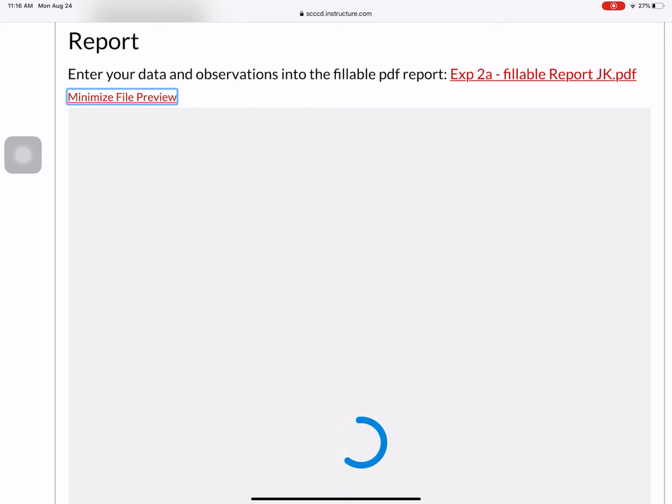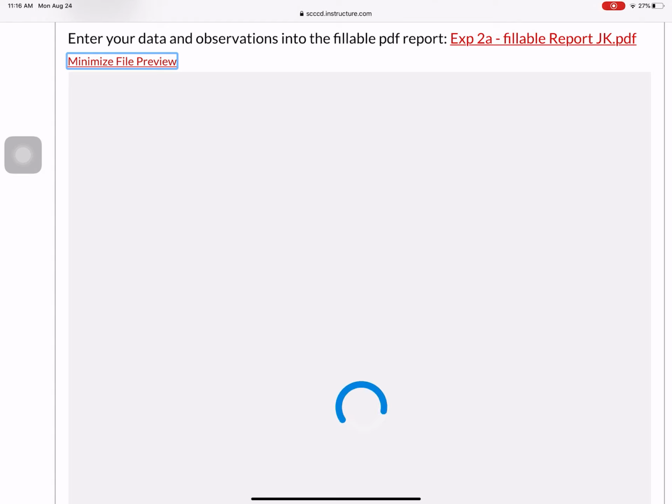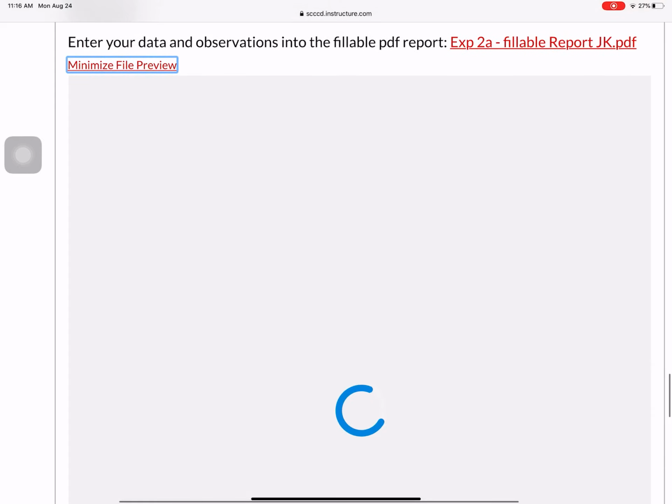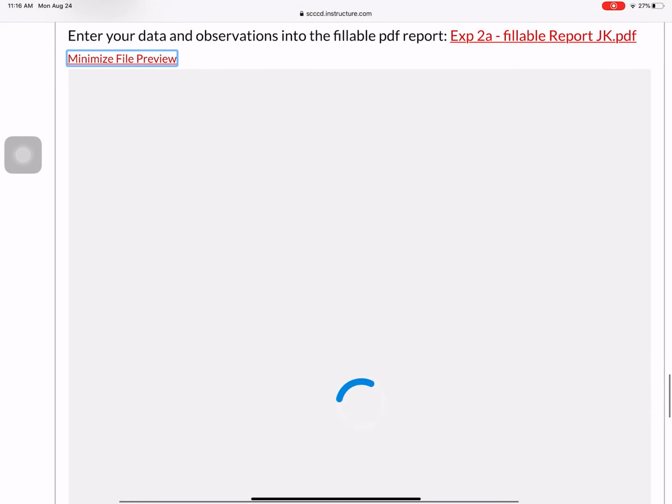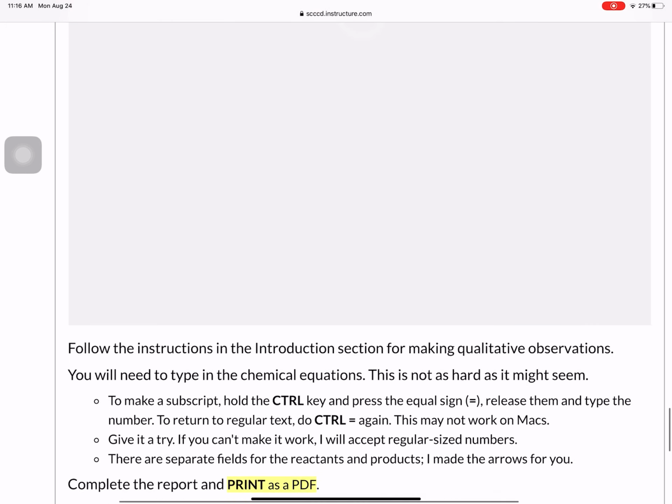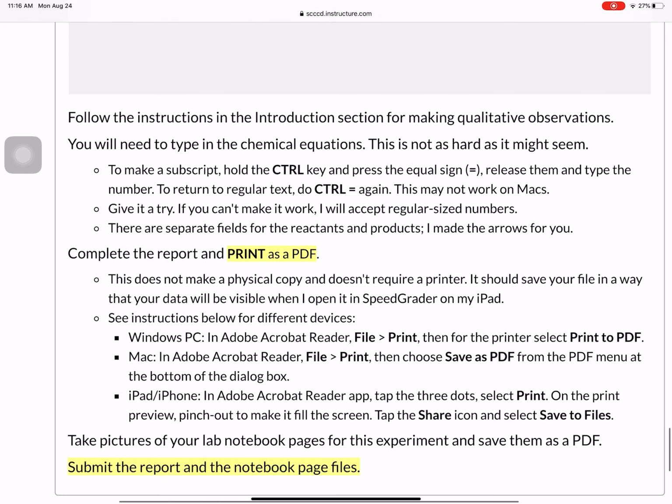I'm being a little slow this morning. And twiddle our thumbs and watch the little blue circle. Come on, you can do it. Well, let's talk about the rest of this and hopefully that'll load.